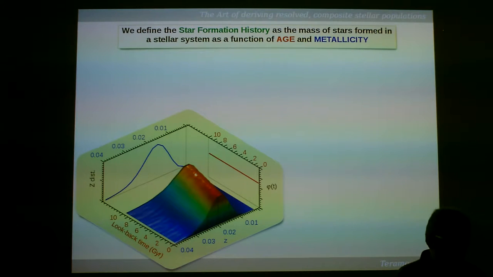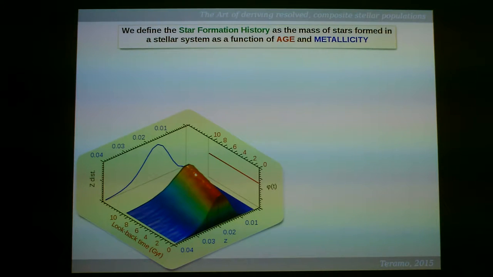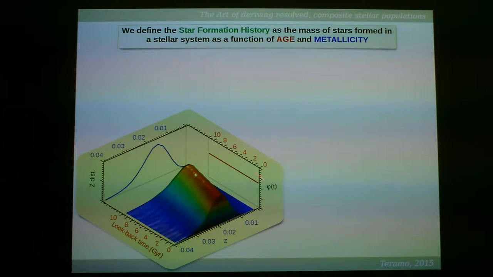So we have developed a method to do that. Let's start with the star formation history, which again we define as the mass of stars forming in a stellar system as a function of age and metallicity. This is our star formation history.